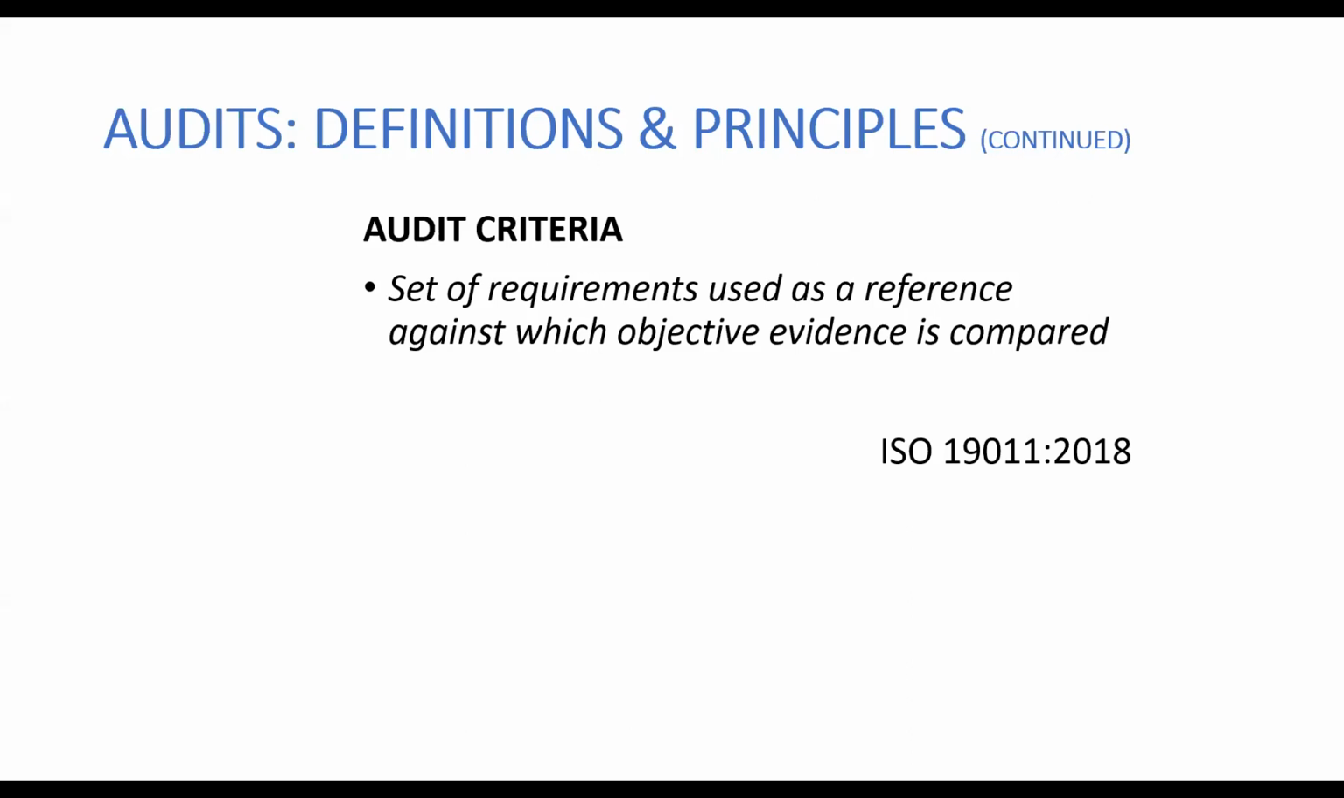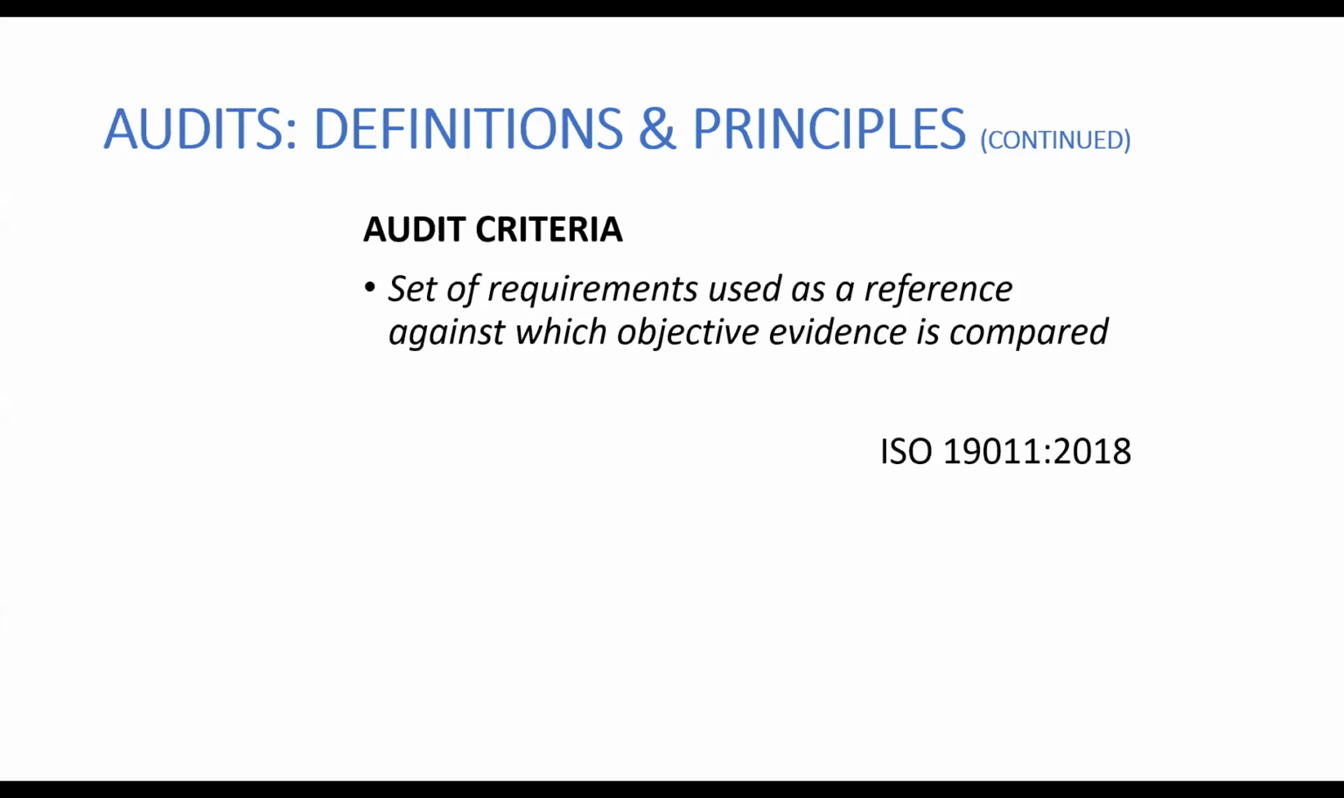The audit criteria is the set of requirements. For example, in your case, when we perform an IMS audit, our requirements will be the ISO 9001 standard, ISO 14001 standard, ISO 45001 standard, legal and other requirements, and the company's own policies and procedures which fall under these standards. So audit criteria is basically our ISO standards, procedures, and legal requirements.